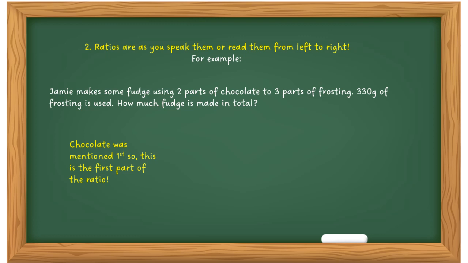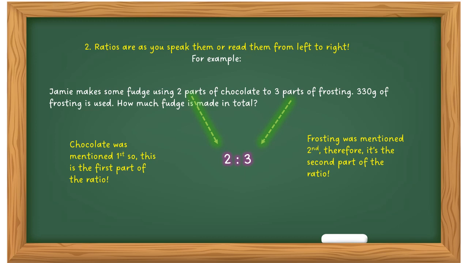Well, you can see the chocolate was mentioned first. So this is the first part of the ratio, which is 2 parts. Now frosting was mentioned second, therefore that is the second part of the ratio, 2 to 3.